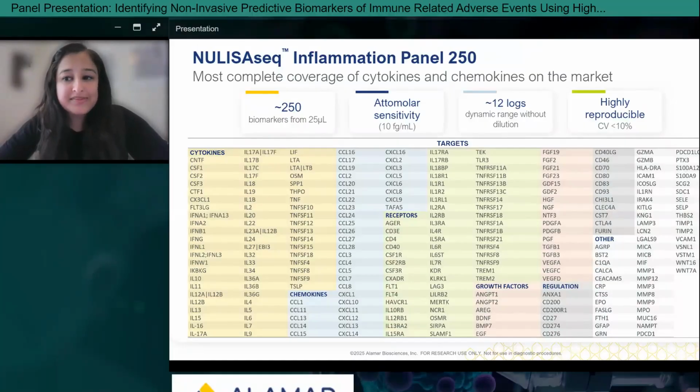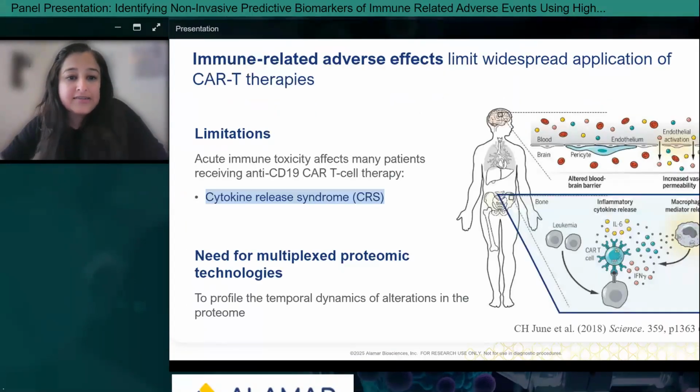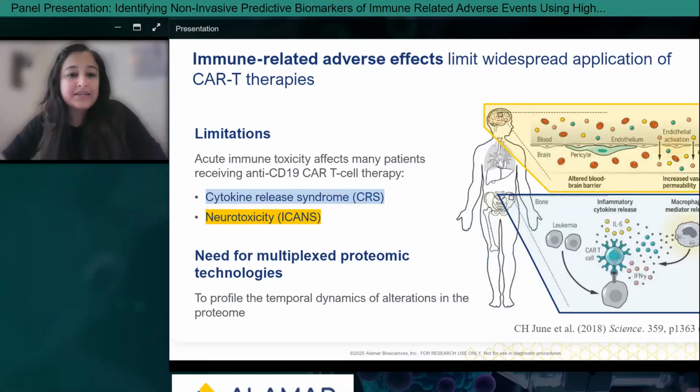CAR T cell therapies have shown promising results for large B-cell lymphomas, and there are several anti-CD19 therapies, including Axi-cel and Liso-cel, that are FDA approved for the treatment of refractory B-cell lymphomas. However, most of these treatments are limited in their widespread application due to the immune-related adverse effects that accompany CAR T treatment. And the most significant of these IRAEs are cytokine release syndrome and neurotoxicity, or immune cell effector-associated neurotoxicity syndrome.